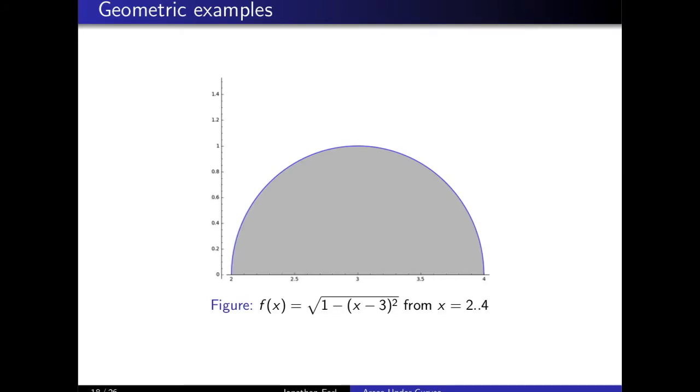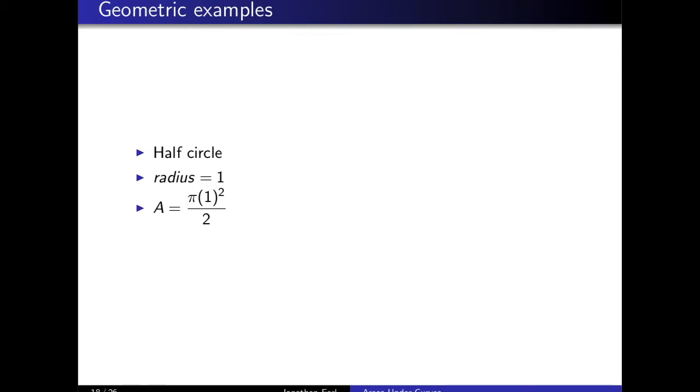Okay, so we can find areas for triangles or trapezoids, but then we could also look at a function which looks kind of strange, the square root of 1 minus the quantity x minus 3 all squared. The function, as I said, maybe is not obvious what it's looking at, but if you look at the plot of this, it's quite clear what we're looking at. We're looking at a half circle of radius 1 centered at 3. So we want to find the area of a circle. Our radius is 1, and in this case it's a half circle, so we'll get pi r squared over 2, or pi over 2.